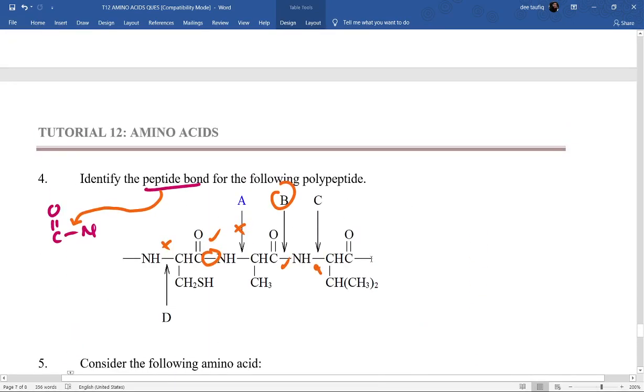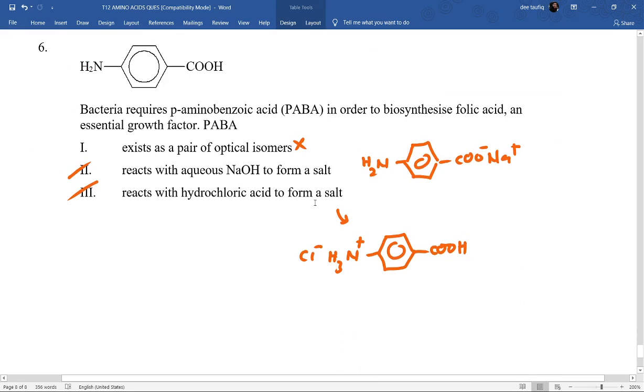Alright, so this is all for amino acids from subjective until the objective question. Okay, hopefully you can understand amino acid. Tak banyak pun sebenarnya, pendek, dan markah dia pun tak berapa nak banyak lah dalam exams. 7 je kot.